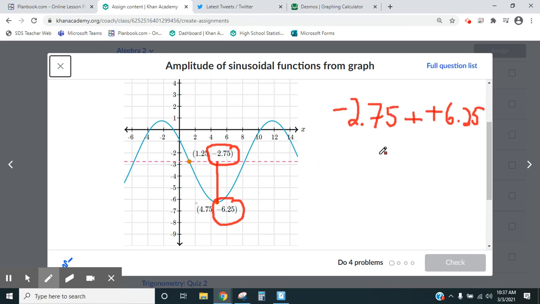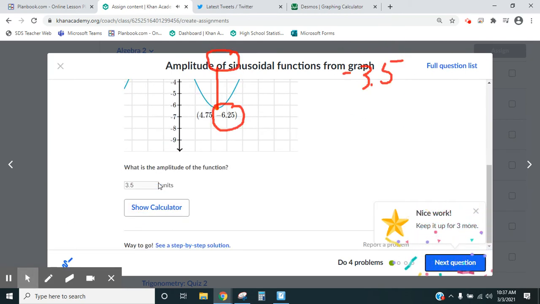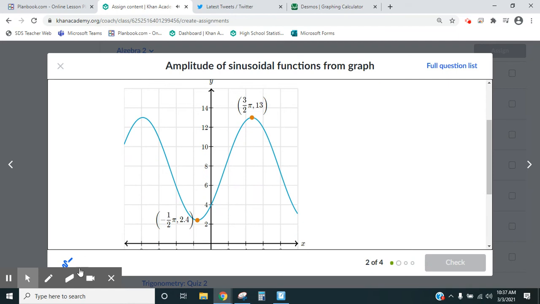3.5. What is it, Warren? 3.5. 3.5 is correct, yeah. If this was 2.25, the answer would be 4. But we're actually subtracting more than that, right? Oh, yeah. Is it negative? No. Right, 3.5. There we go. Another one. What's the amplitude?